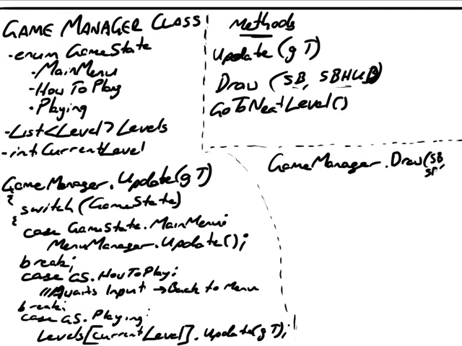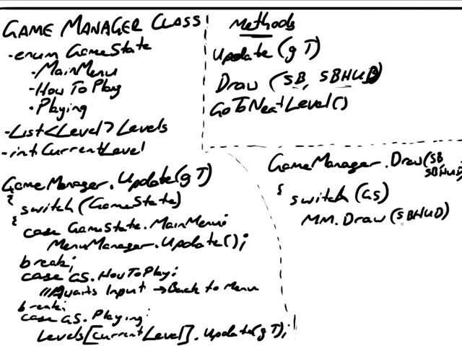SB, sprite batch, and sprite batch HUD. Well, what this one does is pretty much the same thing. It does a switch based off game state, and if it's on the menu manager, it tells menu manager.draw. So we'll say menu manager.draw. I'm going to be seriously lazy here. It's going to take in the sprite batch.hud because we don't need any kind of layer depthing on that one.